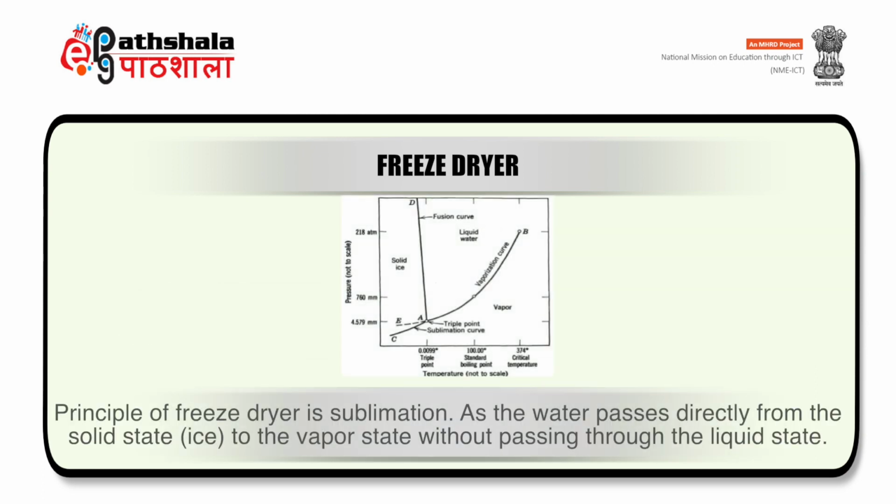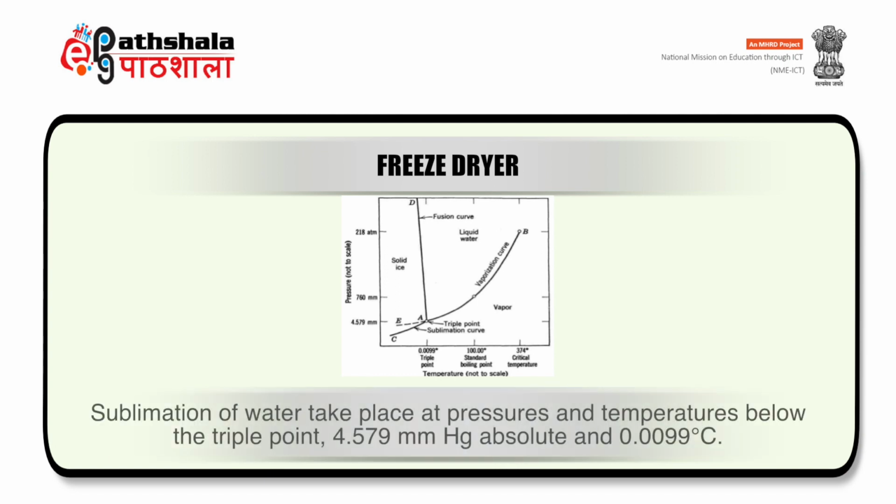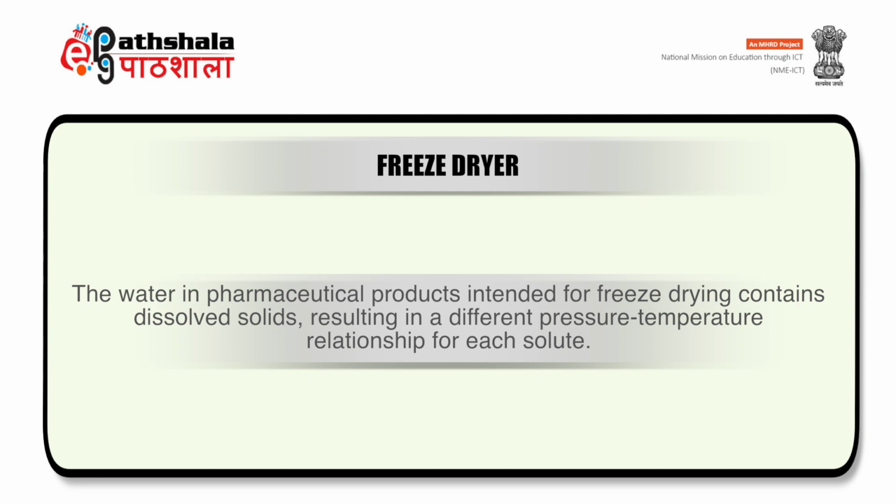Principle: freeze drying depends on the phenomenon of sublimation, whereby water passes directly from solid state, that is ice, to the vapor state without passing through the liquid state. Sublimation can take place at pressures and temperature below the triple point, that is 4.579 mm of Hg absolute and 0.0099 degrees Celsius. The water in pharmaceutical products intended for freeze drying contains dissolved solids, resulting in a different pressure temperature relationship for each solute.